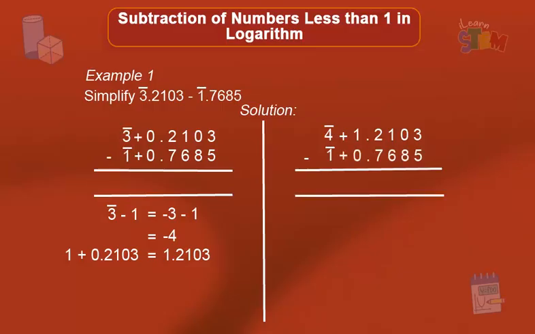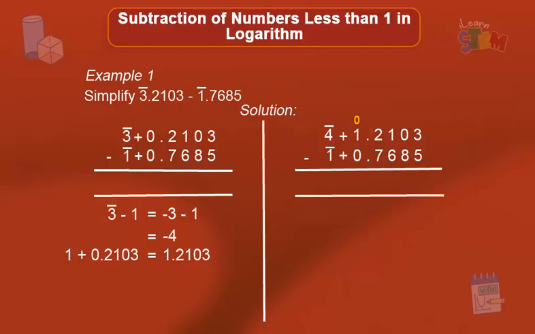Now, let's subtract. 3 is less than 5. 0 is less than 8. 1 is less than 6. 2 is less than 7. But 1 is greater than 0. So we will borrow 1 from here and distribute across the decimal values. First, we borrow 1 from the whole number, reducing it to 0.